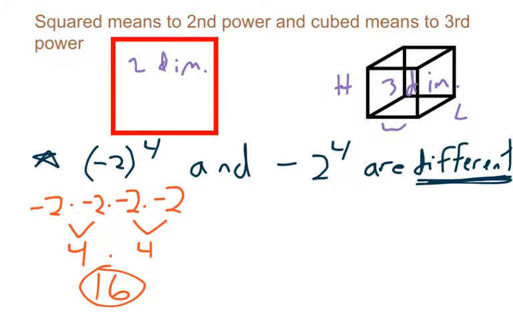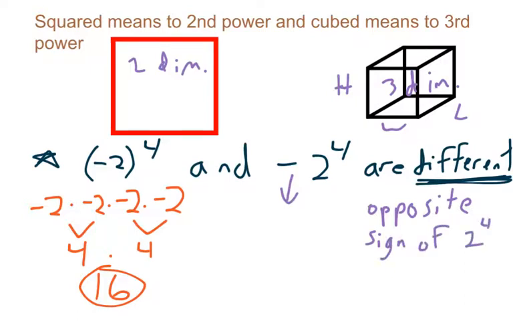The other one's different because it's not in parentheses. So we actually just bring that sign down because that sign means the opposite of 2 to the 4th. I'm going to write that off to the side. This means the opposite. And that means opposite sign. So the opposite sign of 2 to the 4th. So that means I'm going to find out what 2 to the 4th is, and then I'm just going to make it negative. Because 2 to the 4th is a positive answer.